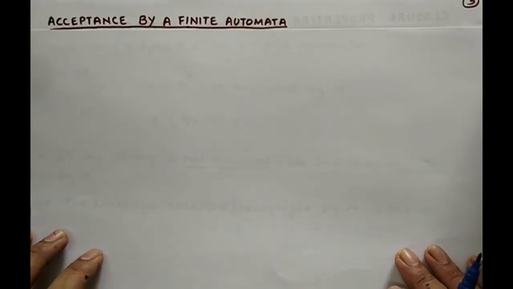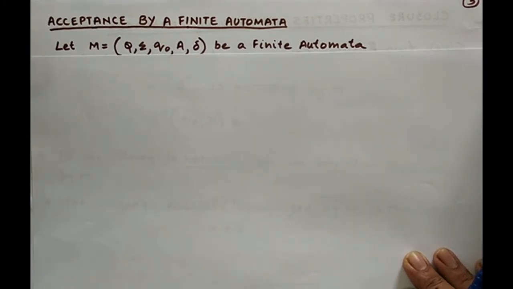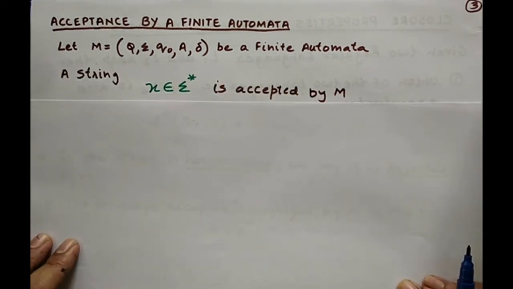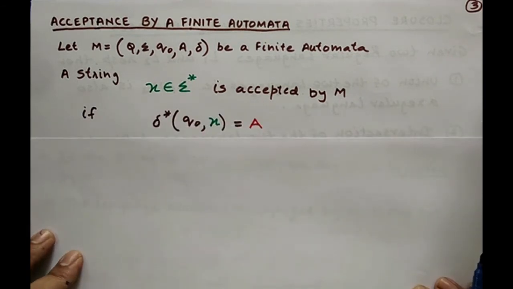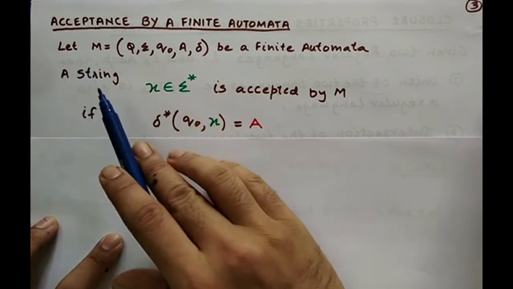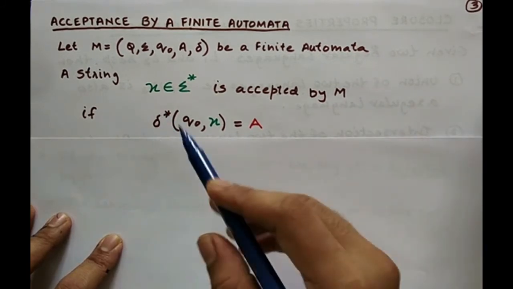So now, before I conclude this session, let us see what we mean by acceptance by finite automata. Let M equal to Q, sigma, q0, A, delta be a finite automata. A string X belonging to sigma star is said to be accepted by this automata M if delta star of q0 comma x gives you A. So I will explain this. Suppose M is a finite automata, a DFA, that is given to us. Then we say a given string X belonging to sigma star.